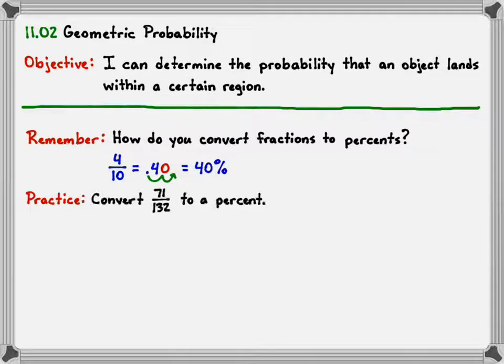Go ahead and try this one. It should be pretty straightforward. You can use a calculator to figure out the decimal value. When you use your calculator, you get 71 over 132 produces a decimal of 0.53788.